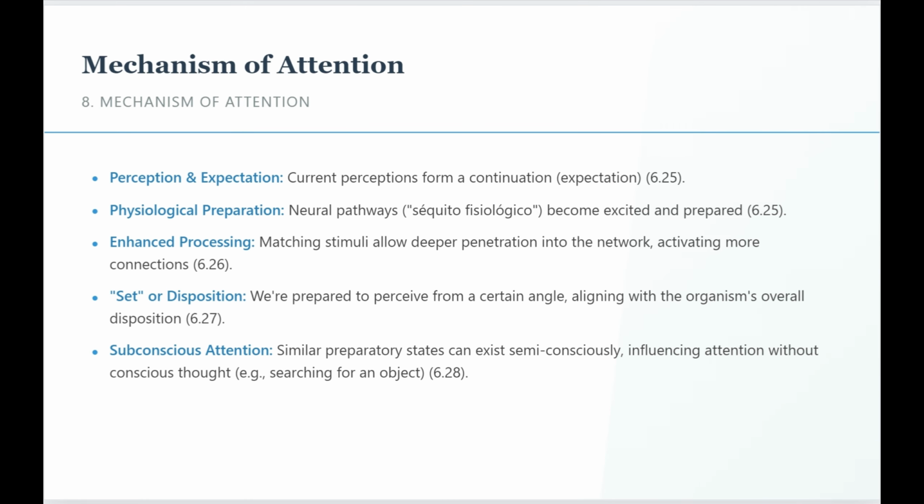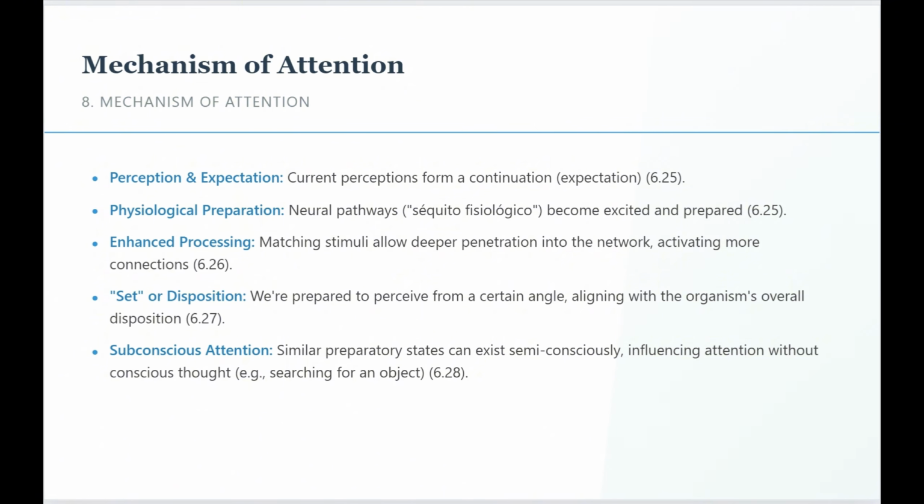How does this attention magic work? Well, according to the text, when we perceive something, say, the shape of a door, our brain starts preparing for what might come next, the continuation of that experience. The relevant neural circuits get excited, primed. Then, when the actual stimulus arrives that matches the expectation, it lands on this already hot circuitry. This makes the signal stronger, allowing it to activate more connections in the network, leading to a richer, more detailed perception. It's like having your radio dial already slightly turned to the right frequency. The station comes in clearer.